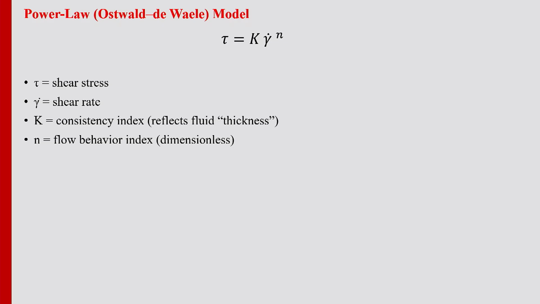We will discuss now, one by one, the equations and the different models. So, the power law model: tau equals k times shear rate to the power n. Tau is the shear stress, and gamma dot is the shear rate. The k is the consistency index. It reflects thickness; it is directly related to thickness.